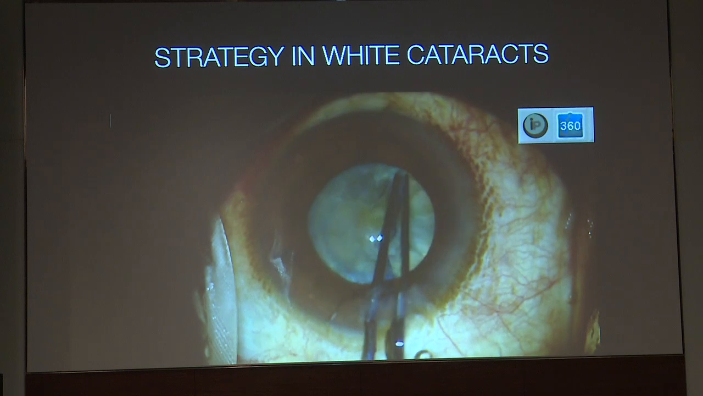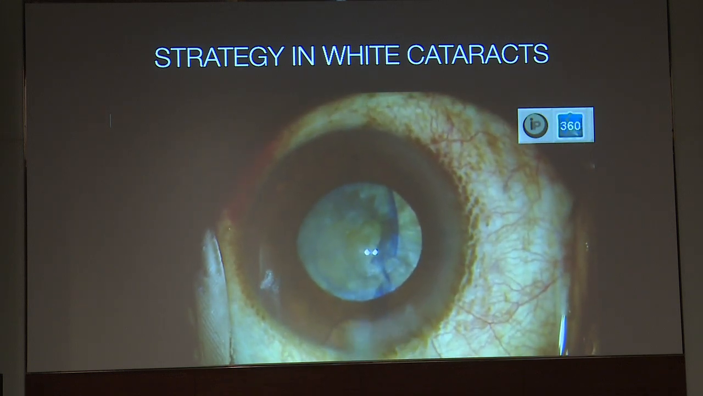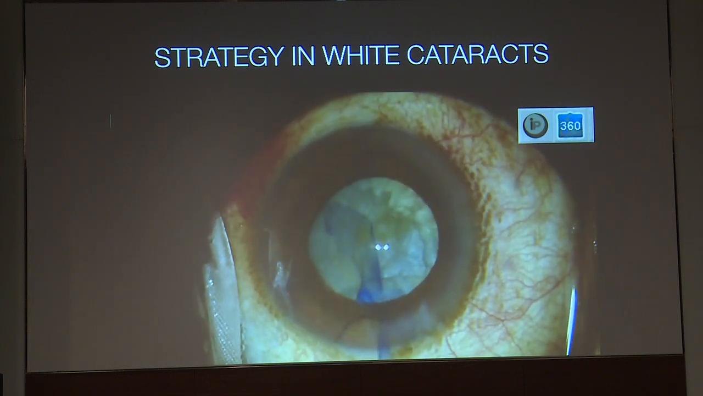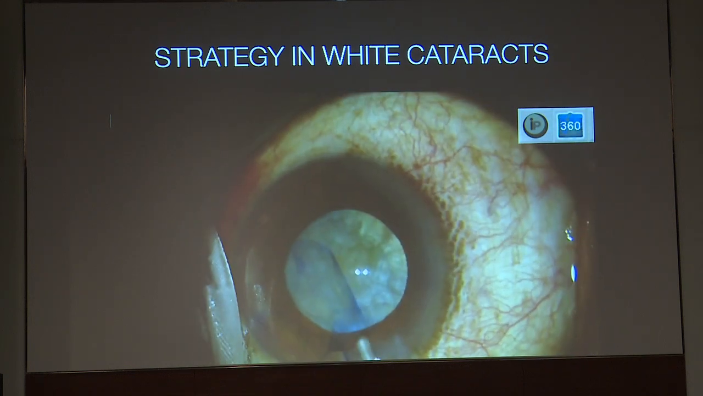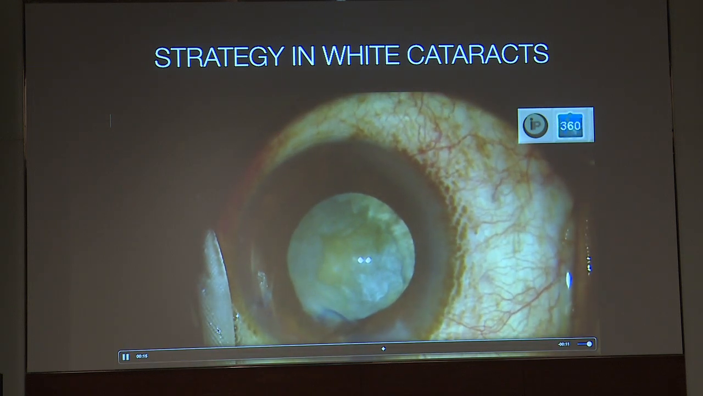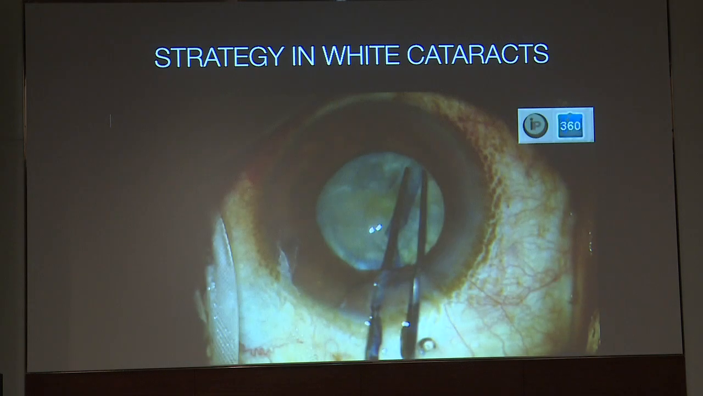So this is another case where you can see that the anterior capsular tear extended beyond the equator, and what I did wrong here was I injected the visco in the line of tear and it extended further. What I should have done was inject the visco on the opposite side of the flap so that it could lie flat on the capsule.